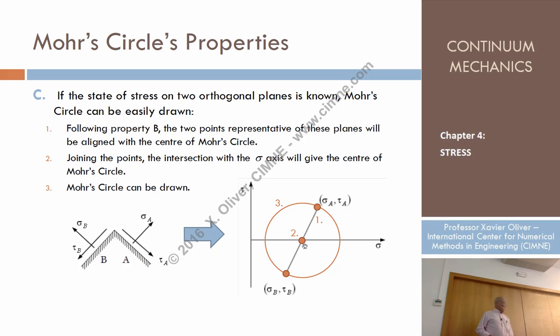Okay? And once I have the center and the point, taking any of these two distances, this is the radius, I can draw the Mohr circle. Okay? So having the stress states on two orthogonal planes immediately allows constructing the Mohr circle. Okay? Questions?